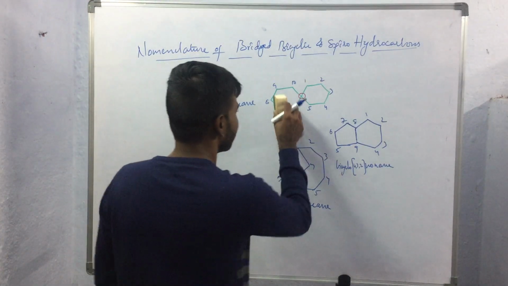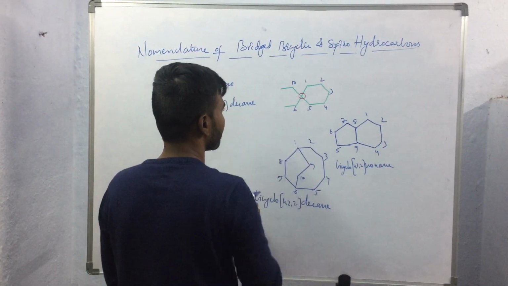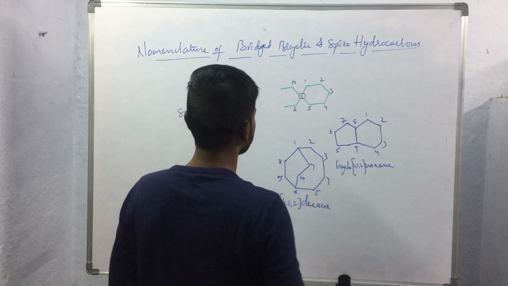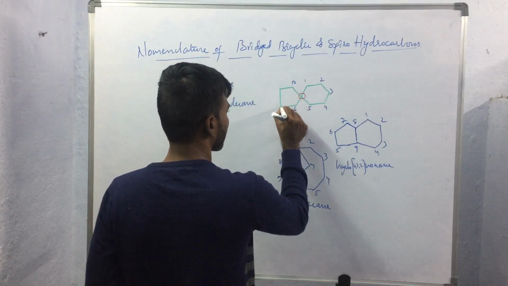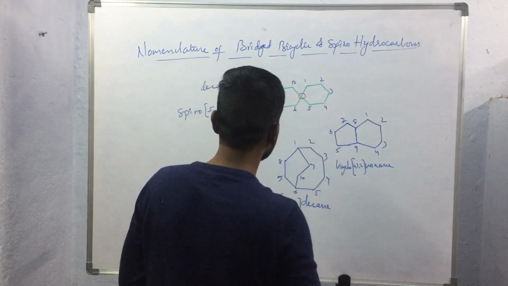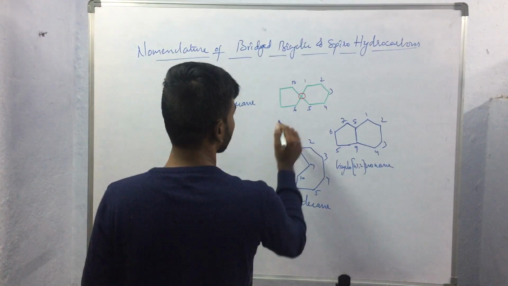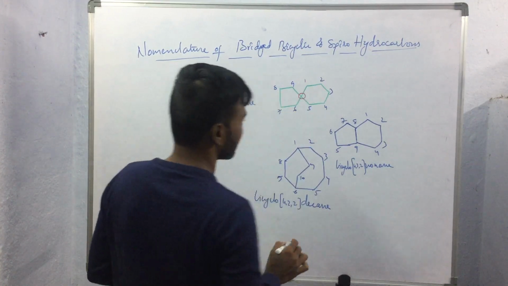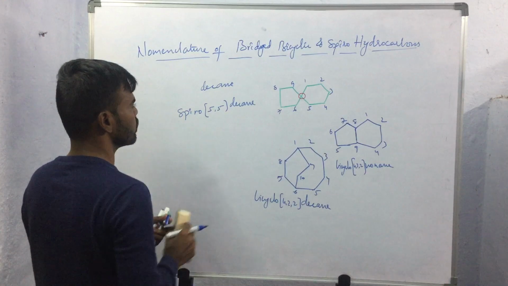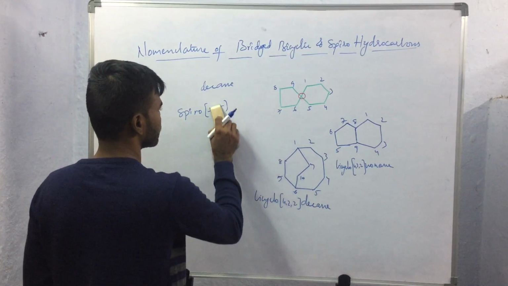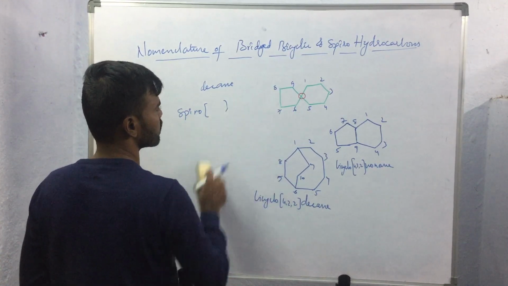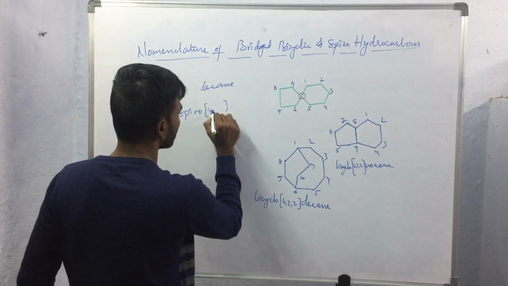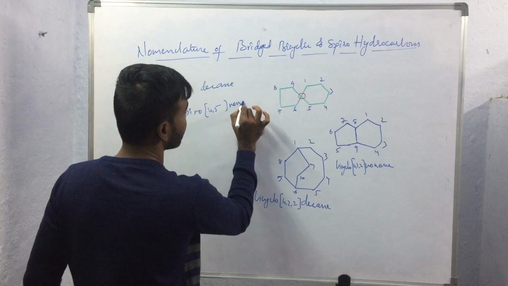If we consider another example, in this case, 9 atoms are present. So this will be spiro. The name of the compound will be spiro 4,5 nonane.